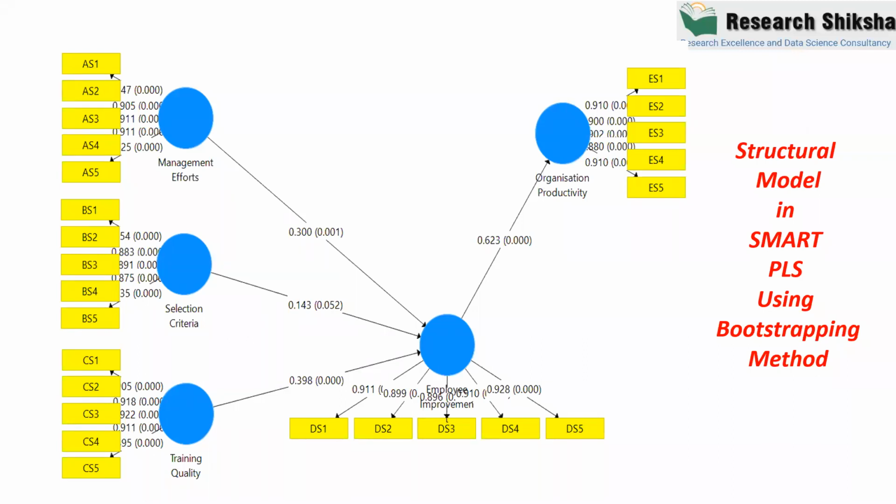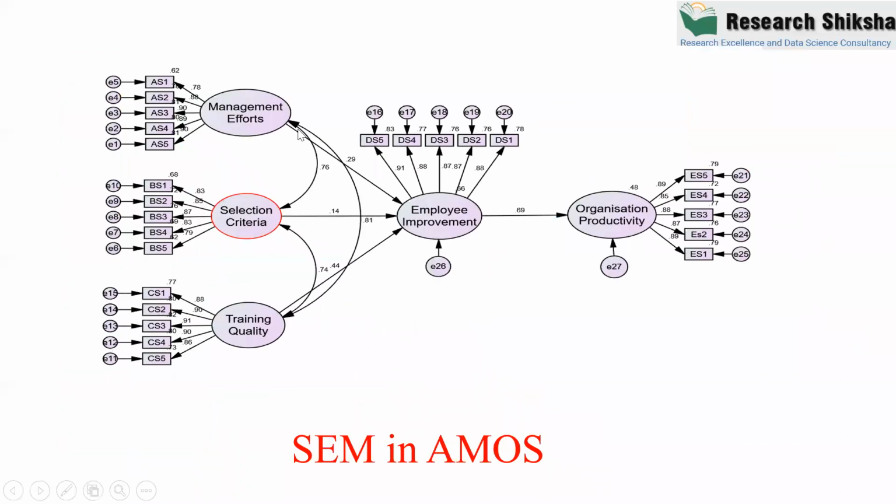Because there are different conditions when we apply Amos and PLS, we should be very careful. In this diagram, you can see that there are curved arrows representing the correlation between the constructs, and these constructs are independent constructs, known as exogenous constructs.